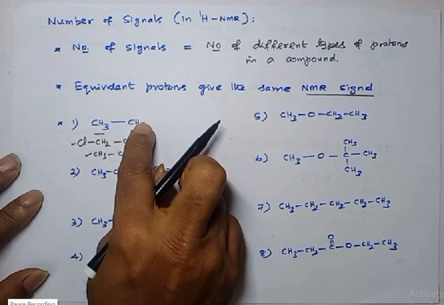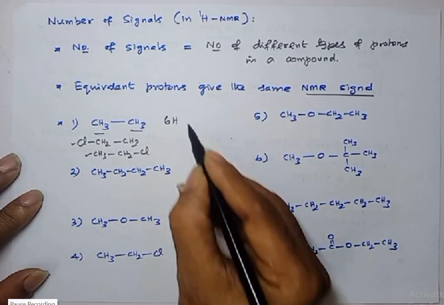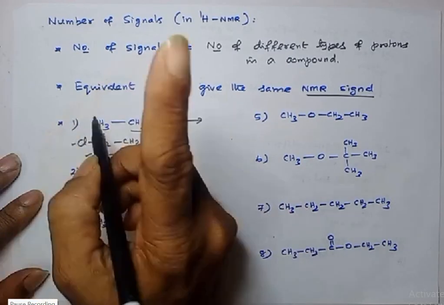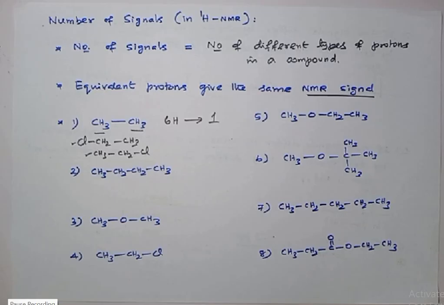So we have totally 6 protons, and all the 6 protons will give only one signal. Okay, so for ethane, we get one signal in NMR because all the protons are equivalent. Right? Now, see this compound.